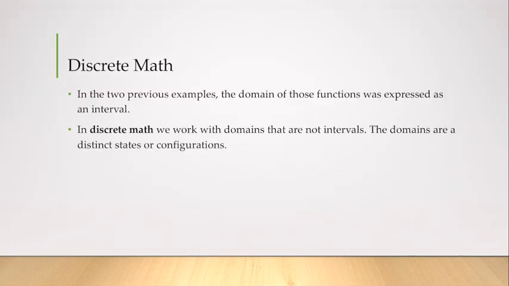In discrete math, we work with domains that are not intervals. We work with domains that are distinct states or configurations, okay? That sometimes means that we have a finite amount of objects in them, or they can only take on specific values. What do I mean by that? Let's work through an example.